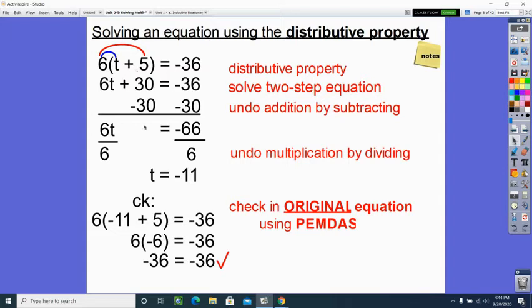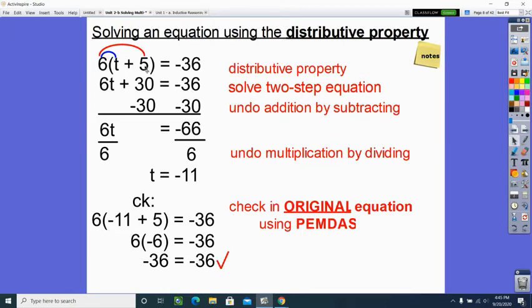If you made a mistake up here, you'll make the same mistake in the check and you won't catch it. So in the check, you are not, N-O-T, not going to take 6 times negative 11 plus 6 times 5. You are always going to use PEMDAS, order of operations, in your check. Forget you ever knew the distributive property. So you're going to go into the parentheses, and 11 plus 5 is negative 6, and then you multiply it, and you get a good result. To be honest, PEMDAS is actually easier.